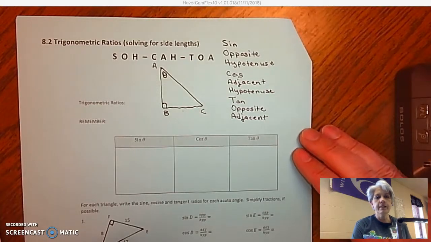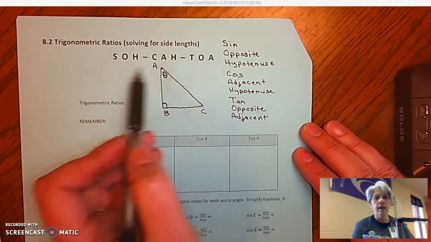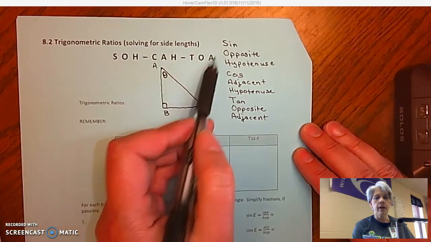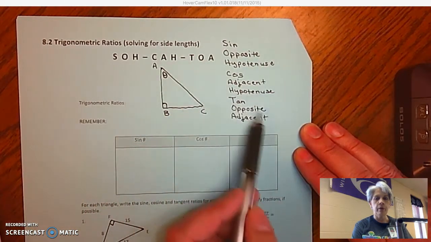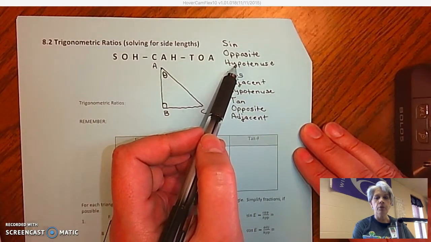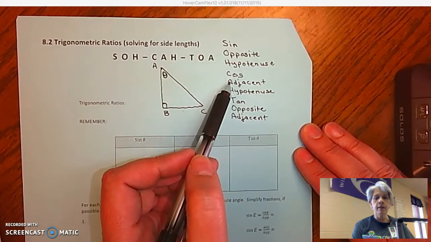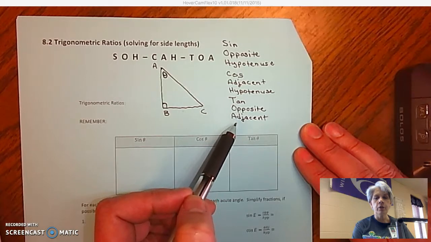Good morning. We're going to continue learning about our trigonometric ratios that we will be using to solve for side lengths. Okay, they had written the mnemonic this way. I prefer to go through it up and down so that I can have my words written off to the side. So again, sine is opposite over hypotenuse. Cosine is adjacent over hypotenuse. Tangent is opposite over adjacent.